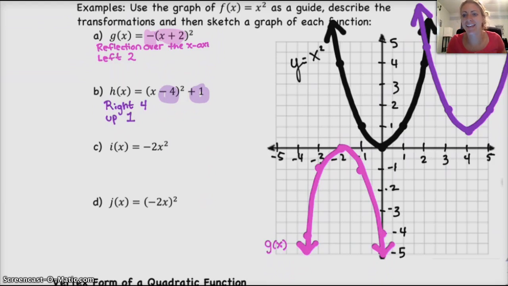So if you're not sure what the values should be, pick a few points, like I said before. So like the point 0, 0, that's not going to change at all.